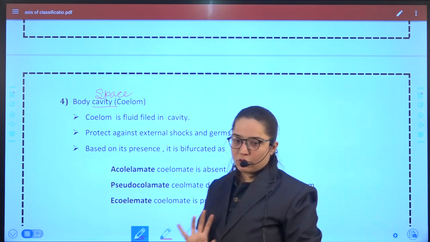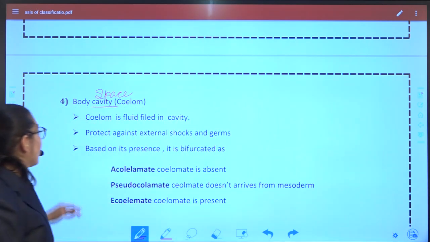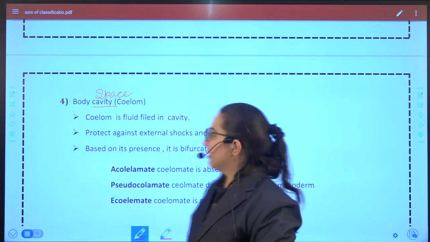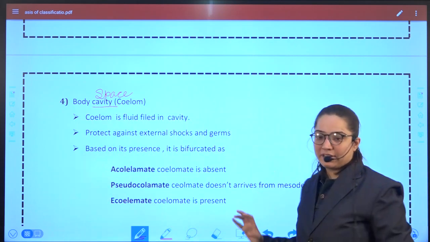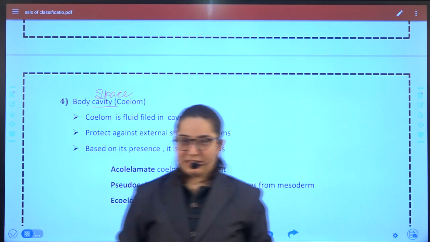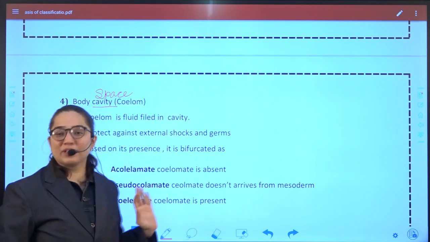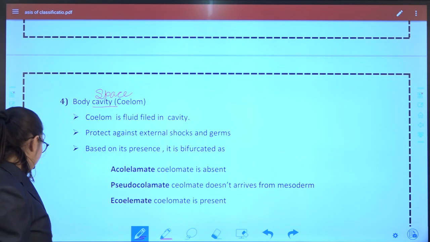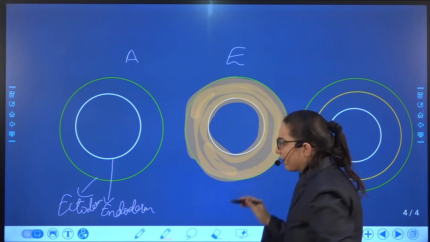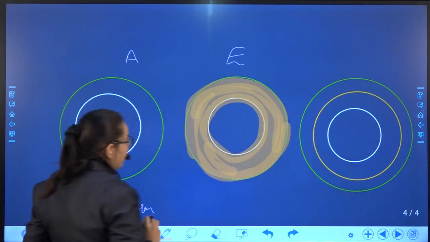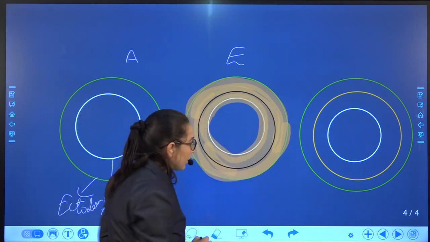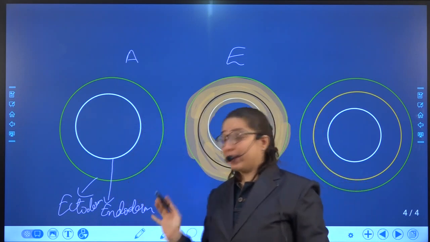What is the work of this coelom? First of all, the fluid will protect the body against external shocks or any kind of germs. If this coelom is not provided by the mesoderm, then it is pseudocoelomate. Okay, I hope you are clear now. That means there is a coelom, but here it is provided by the mesoderm, the third extra layer. But here it's not provided by it.